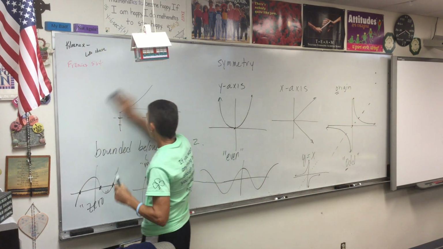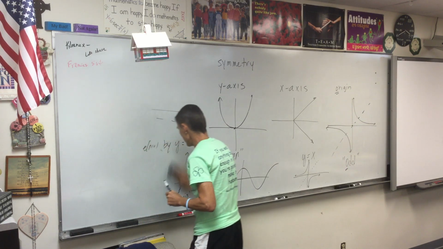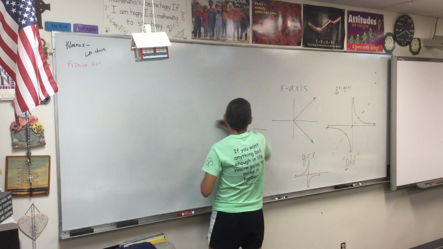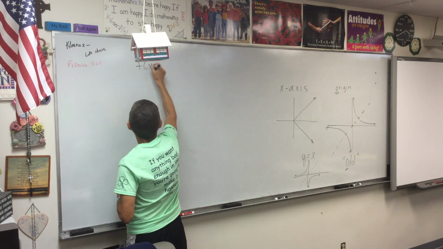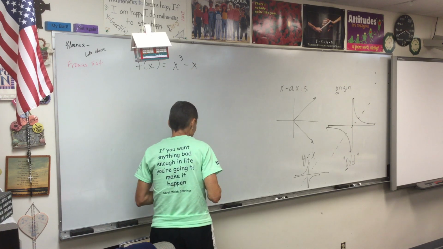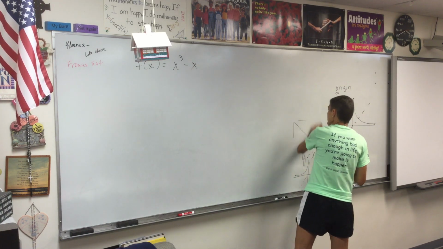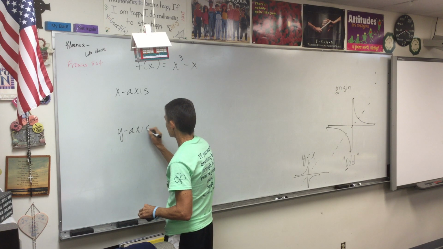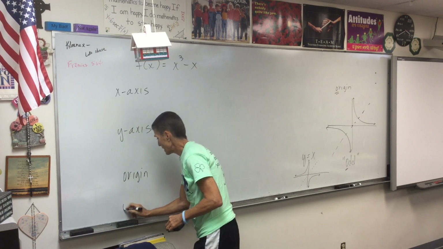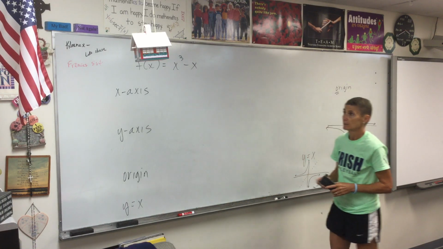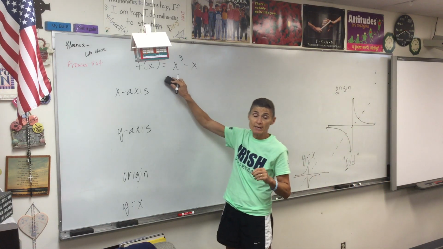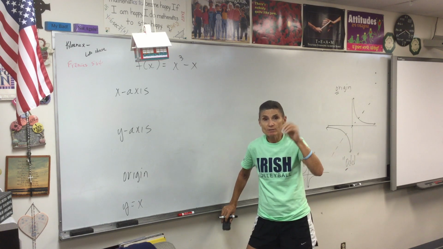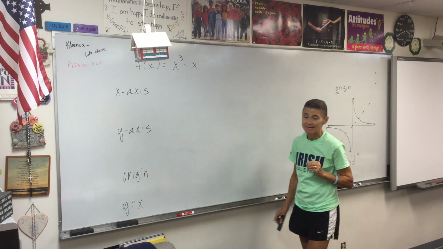Now, I'm going to give you an equation and ask you to tell me what kind of symmetry it has. So here's an equation. And you're going to tell me whether it has symmetry about the x-axis, the y-axis, the origin, or the identity line. Okay? The question is, what symmetry, if any, because it is possible for a curve to have no symmetry. So is there symmetry to any of these, or about any of those things?